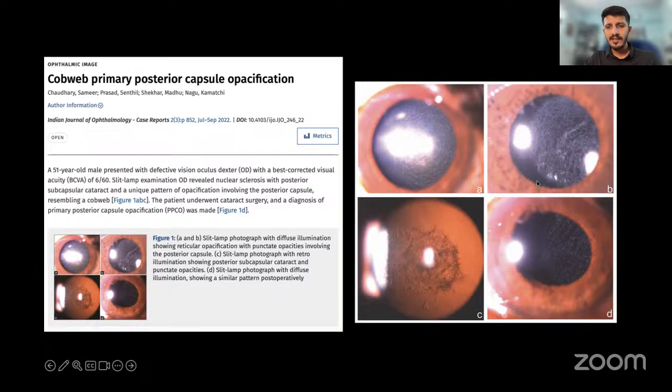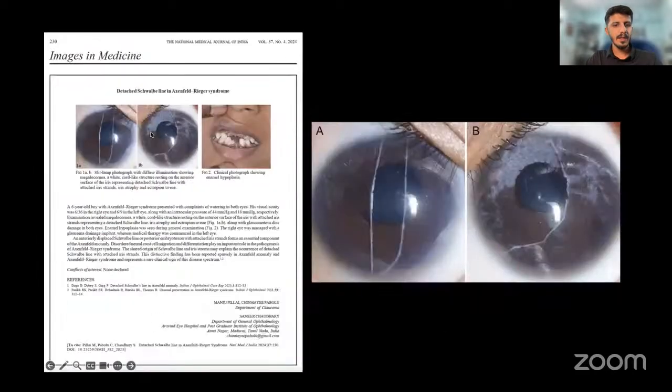And it has a very unique pattern of primary posterior capsular opacification, which sort of resembled a cobweb. So we took slit lamp photographs for this patient and we got it published in IGO case reports. Another very interesting case of detached Schwalbe's line in Axenfeld-Rieger syndrome got published in NMJI.